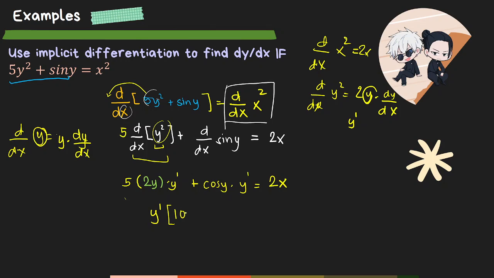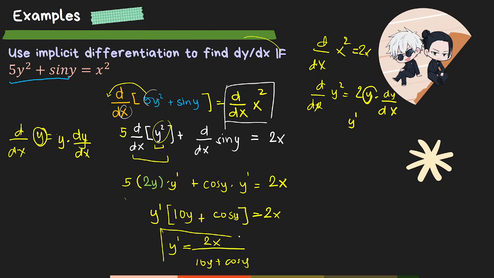So when you isolate y prime, you are going to get 10y plus cos y is equal to 2x. Just like what I have said, you are going to differentiate and find dy/dx. So you're just going to divide that to get y prime. Okay, so that is very easy. This is the same in dy/dx. What if my x, yeah?